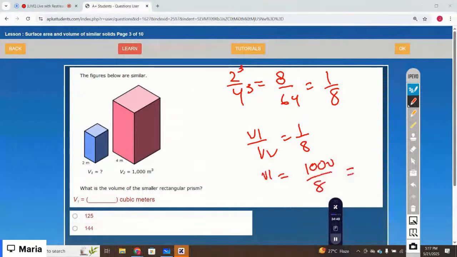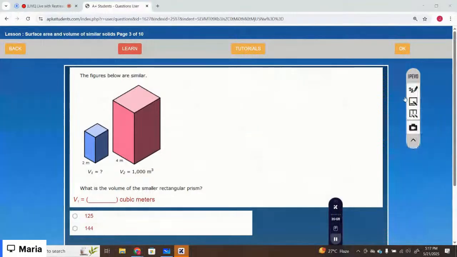So which is the correct option? That is 125. So the correct option is 125. Option number 1 is the correct option.